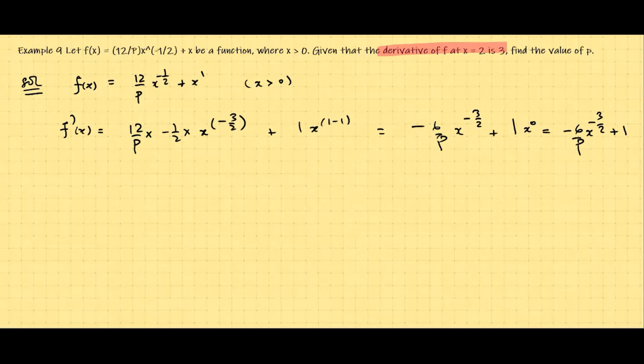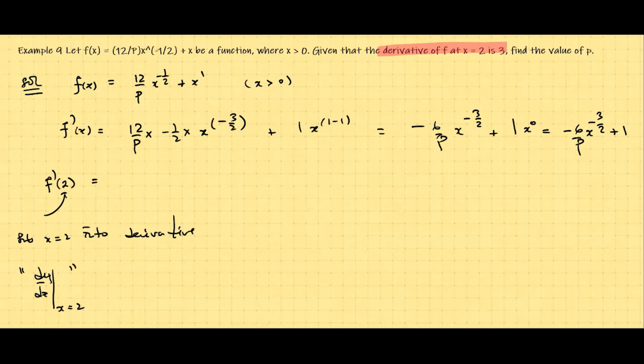So that's my derivative. Now I evaluate the derivative at x equals 2. So I substitute x equals 2 into the derivative. In the Leibniz notation, we would write this as d by dx, and then we would say x equals 2. But obviously here we're working with Newtonian notation, so we would write it as follows. When I do that, I'm going to get minus 6 over p, and then x is 2 to the minus 3 over 2, and then plus 1.